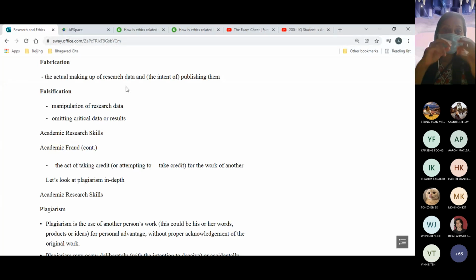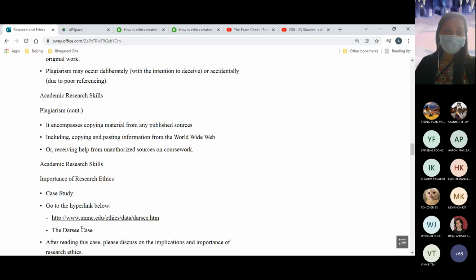Falsification means you manipulate. You already have the data. In fabrication, you don't have the data, but you create your data. In falsification, you have the data, but you change the data. You manipulate the data. That is falsification. Okay? And plagiarism is when you use somebody else's work without acknowledging.